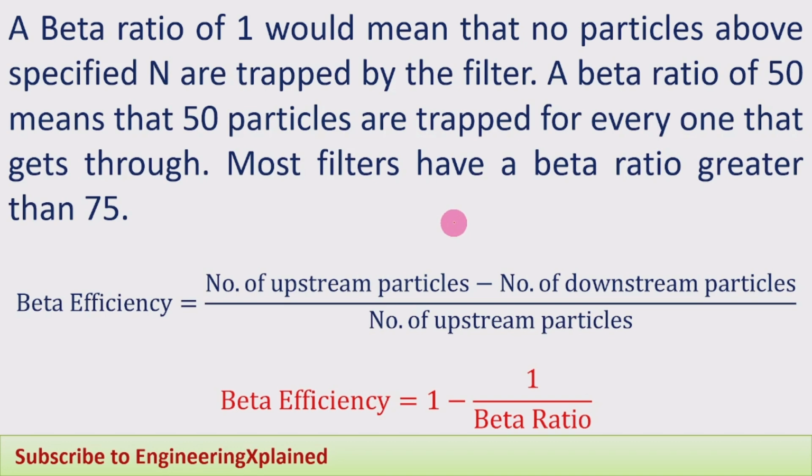The beta ratio has a relationship with the beta efficiency. The beta efficiency can be written as the number of upstream particles minus the number of downstream particles, divided by the number of upstream particles, that is, the number of particles entering. That ratio we call the beta efficiency. The particle size remains the same, only the numbers are considered. Then the beta efficiency has the relationship with the beta ratio that I have written here: the beta efficiency is equal to 1 minus 1 by beta ratio.